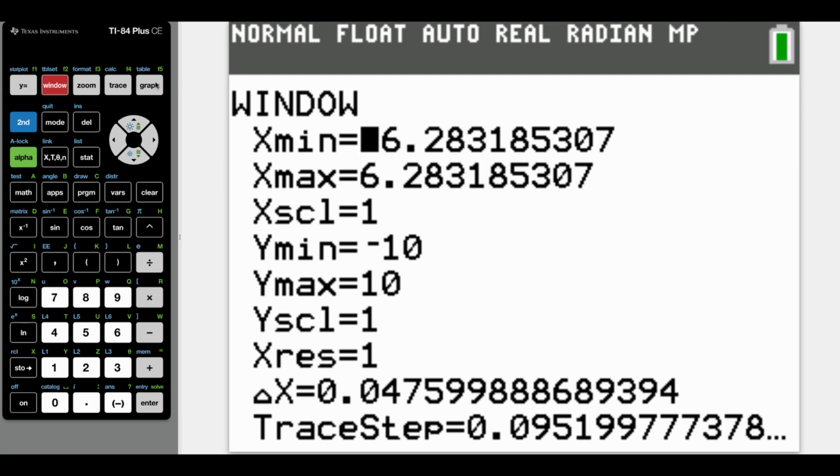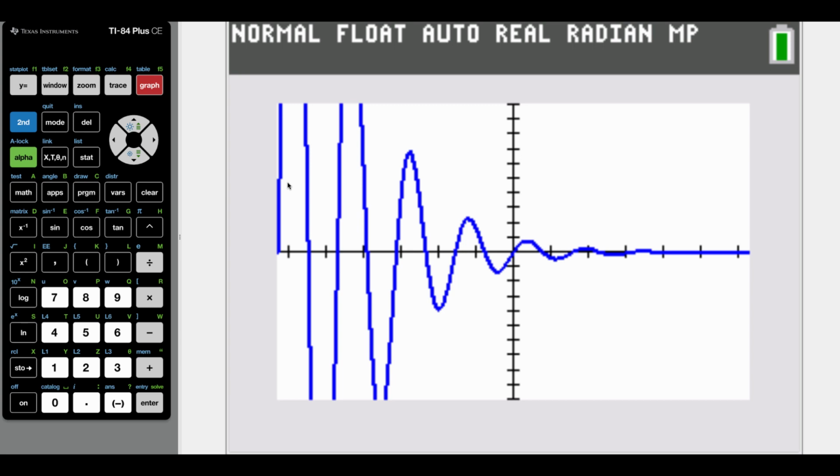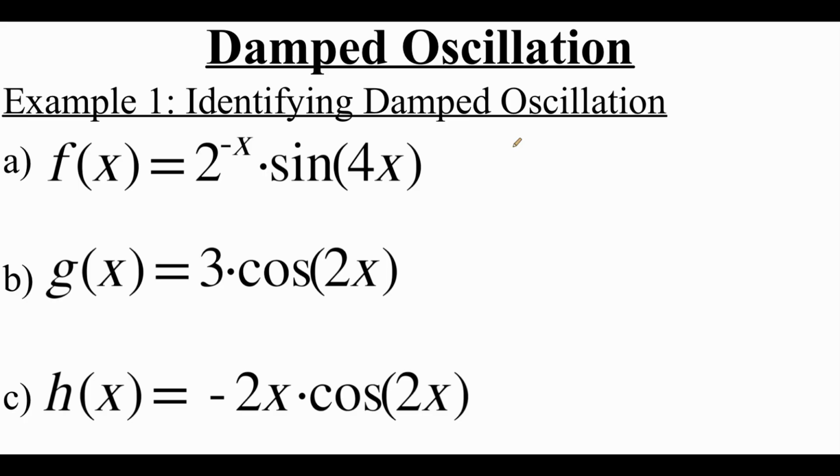So when I hit graph, we start out with really big waves, and as we move to the right, we can see that our waves are getting shorter and shorter. So yes, this one is damped, and because it's happening as x gets larger, we would say it's damped as x approaches infinity. Now in this one, we could see the wave height getting smaller as we move to the right, so this one is damped as x is approaching infinity.